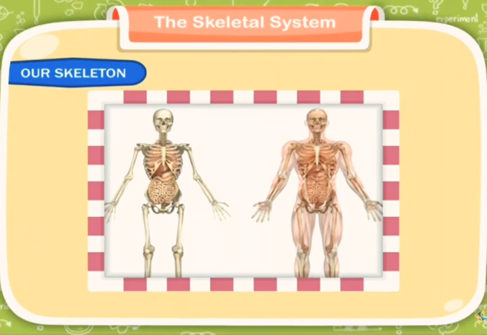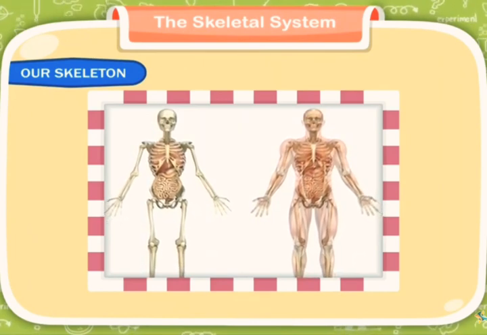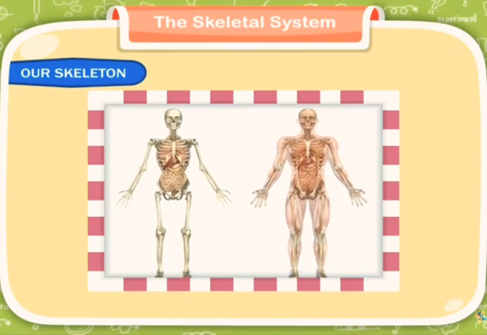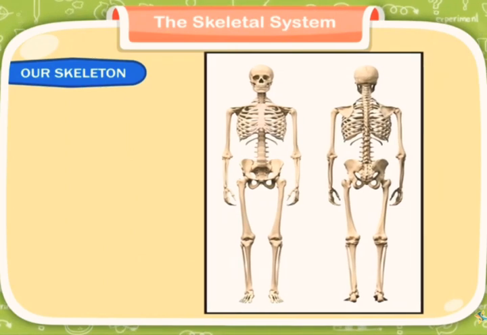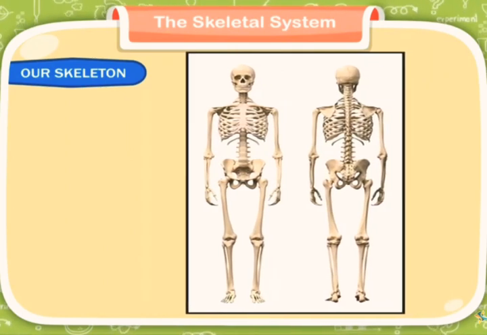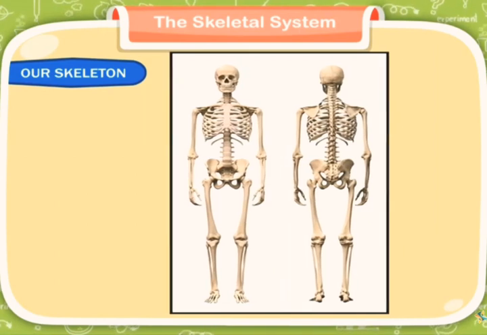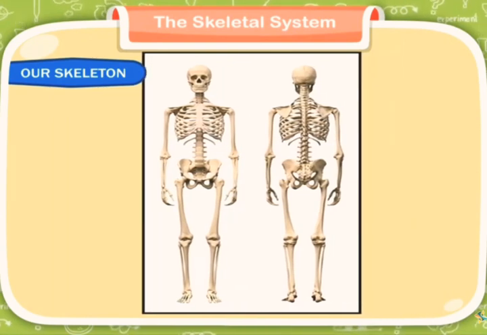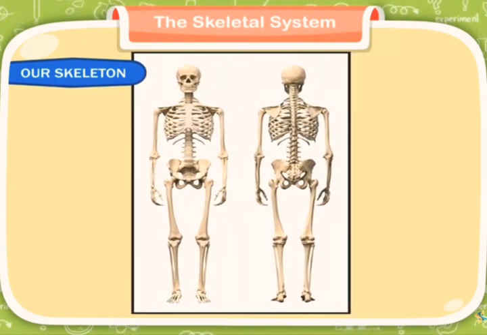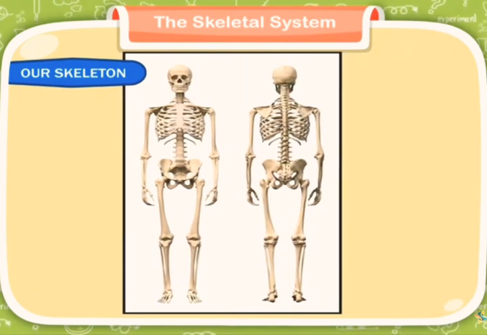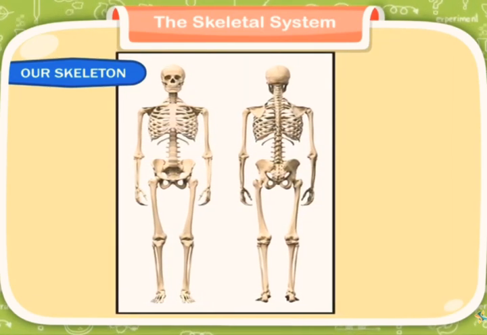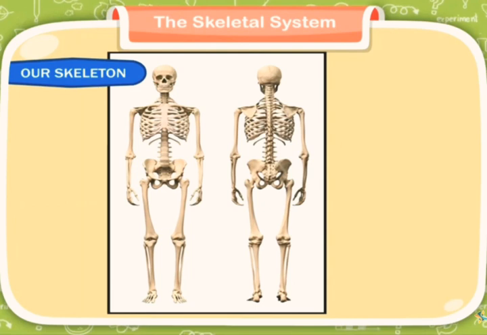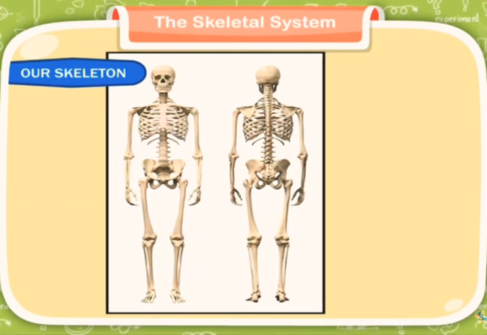The skeleton protects the delicate internal organs such as the brain, the heart and the lungs. It gives shape to our body. It also allows movement of our body. When we are born, our skeleton has around 350 bones. When we become an adult, our body has around 206 bones. This is because as we grow, some of the bones join together. With the growth of our body, more cells increase in our bones and our bones become longer than earlier.